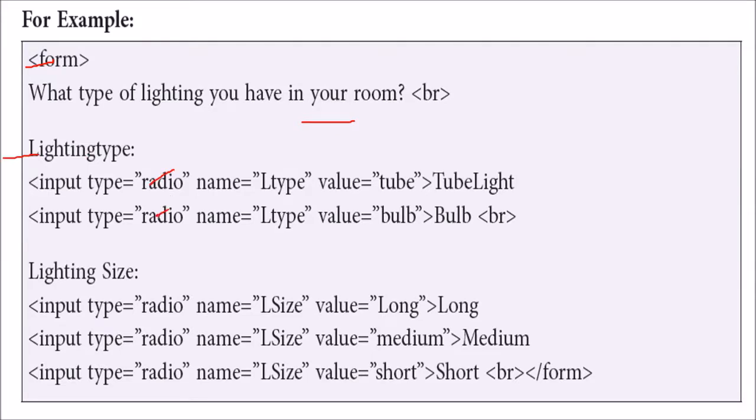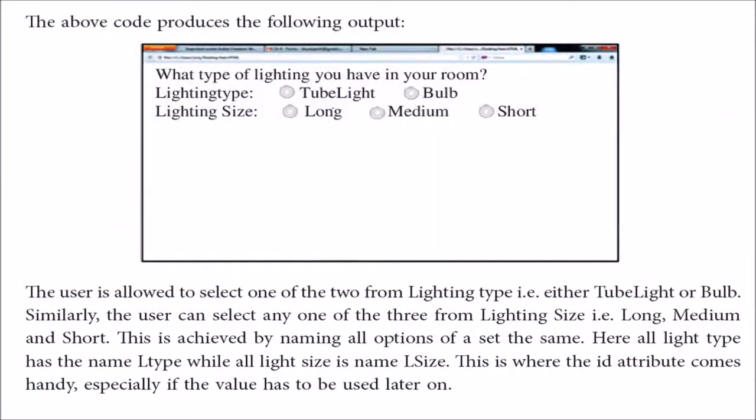This is an example, like you are making a form, what type of lighting you have in the room. Lighting type is having two radios, so you want to group them, so you give the same name. The value would be tube light and bulb, means the content will be shown like this. Then three other radio buttons having the same name, so they are grouped together. They have different names and they'll be shown like this. So the result will be like this. You can choose any of these. So you will be choosing any one of these.